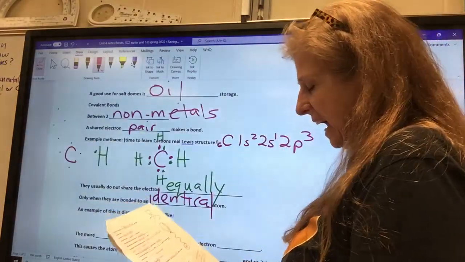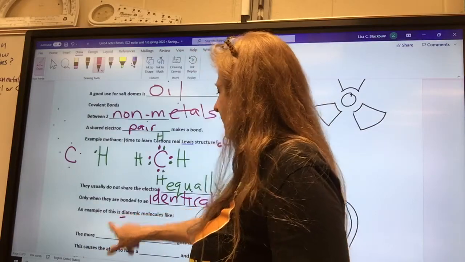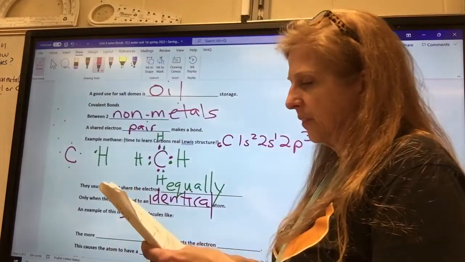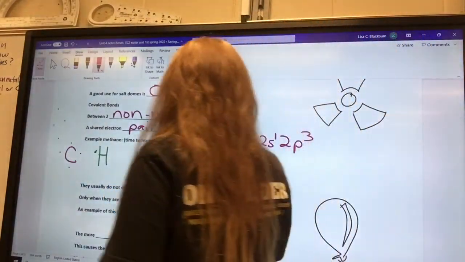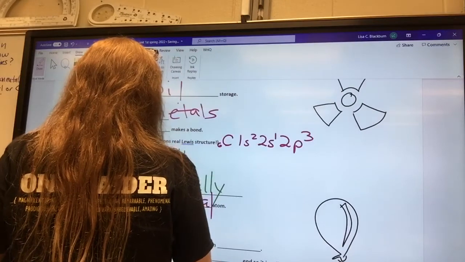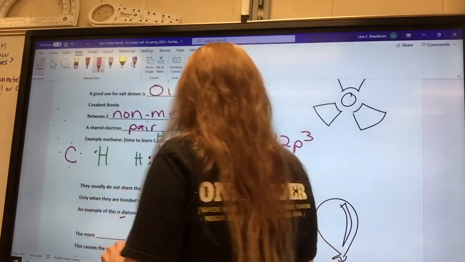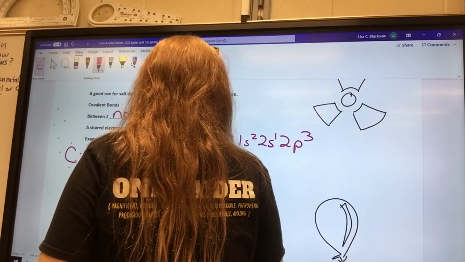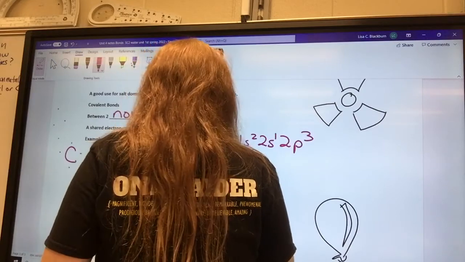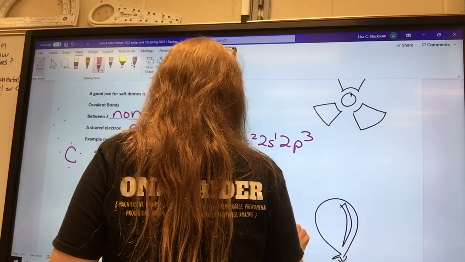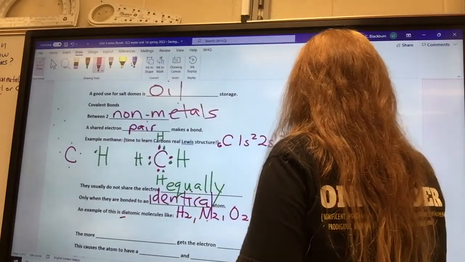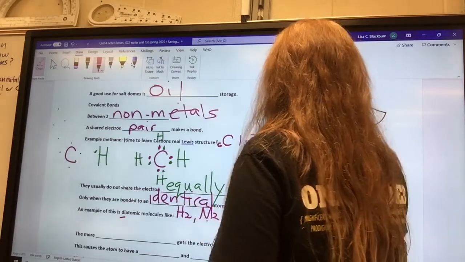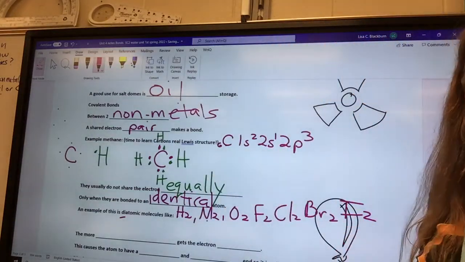So, an example of a diatomic molecule. What does di mean? Di means what number? Two. So diatomic is where they are bound to themselves. And ones that do this are hydrogen gas, so it's H2, nitrogen, oxygen, fluorine, chlorine, bromine, iodine. 1, 2, 3, 4, 5, 6, 7. All right, so you have to memorize these.